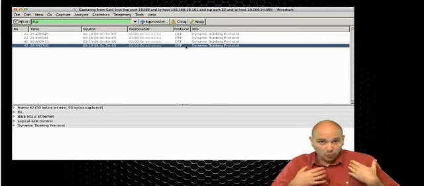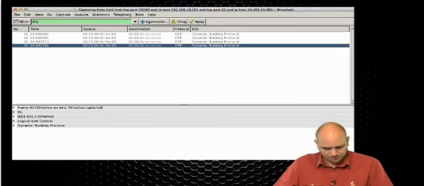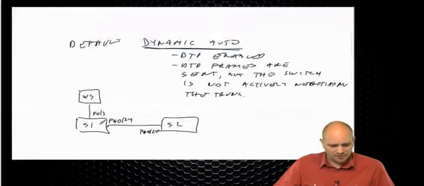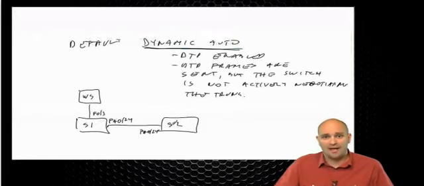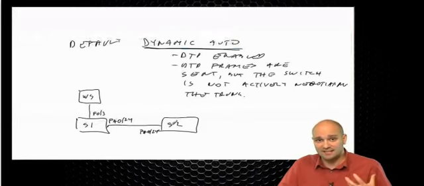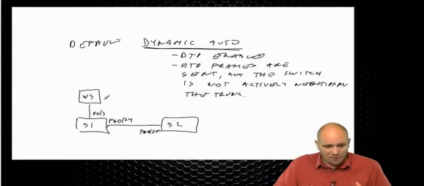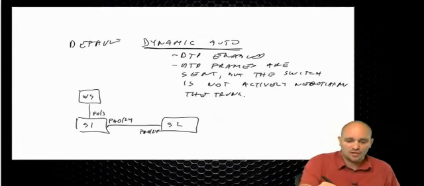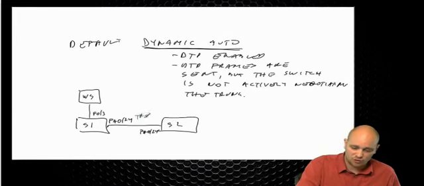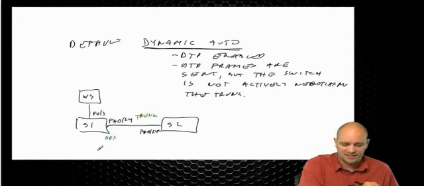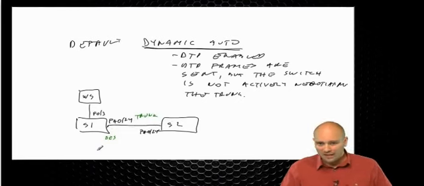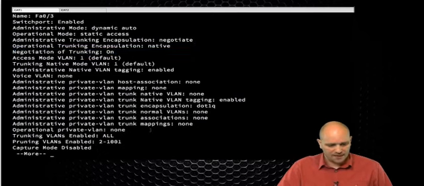Because if it was actively negotiating the trunk, my connection between switch 1 and switch 2 would actually be a trunk, but it is not, it is an access port. So if I wanted to use DTP to actually make this interface a trunk, I would need to make at least one of the sides desirable. So let's do that. Let's make this connection here operate as the trunk.